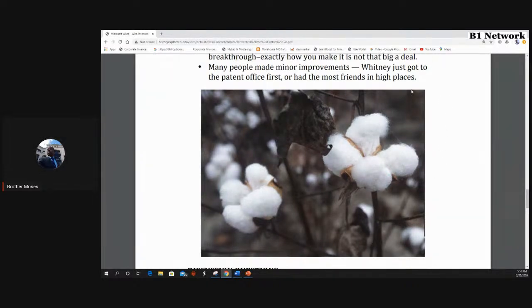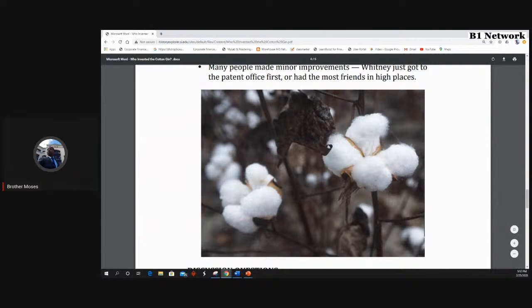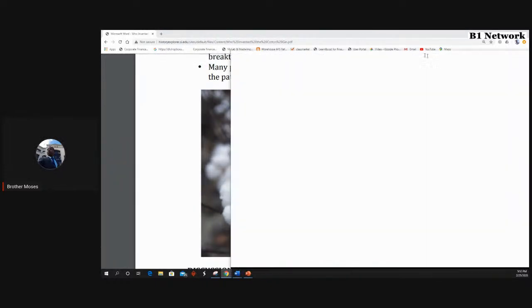Cotton picking Negroes. What do we do with these cotton picking Negroes?